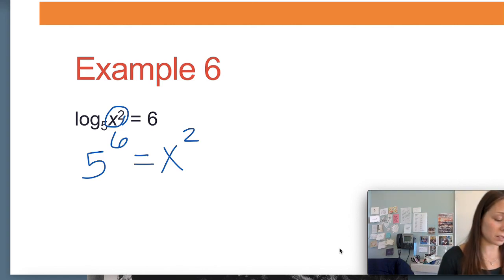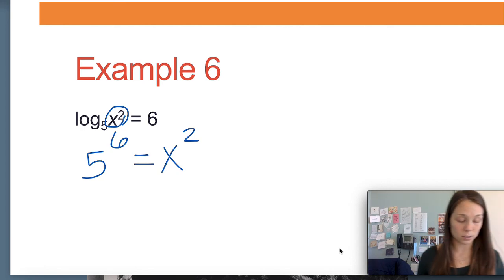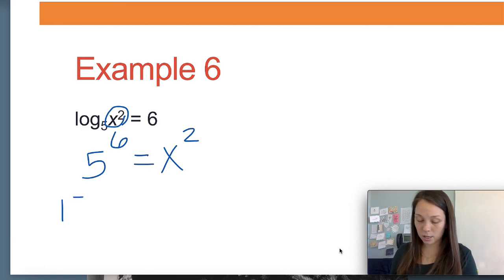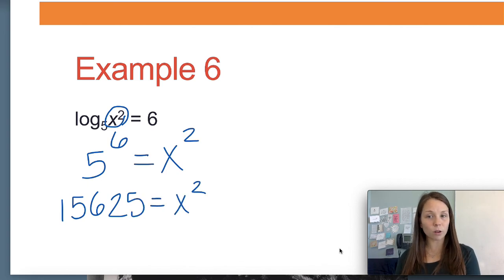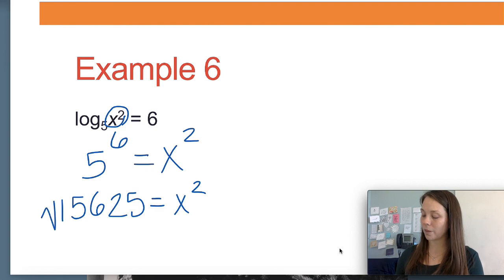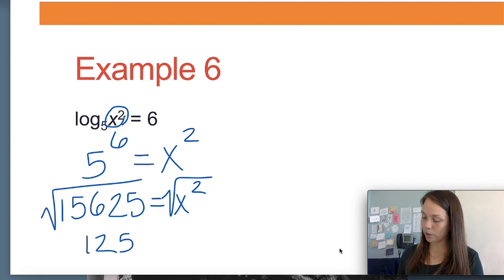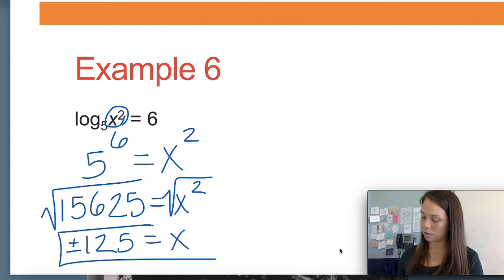5 to the power of 6 is a really big number. It is 15,625. And how do I get rid of a power of 2? I square root it. So we get 125 is equal to x, technically plus or minus.